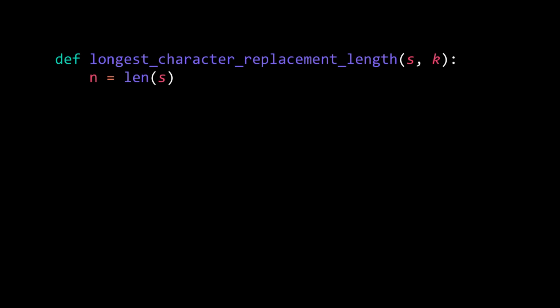We start with the basics, that is declaring all the variables. We have n, which is the length of the string. Then we return 1 if n is 1. If k is greater than or equal to n, we return n.